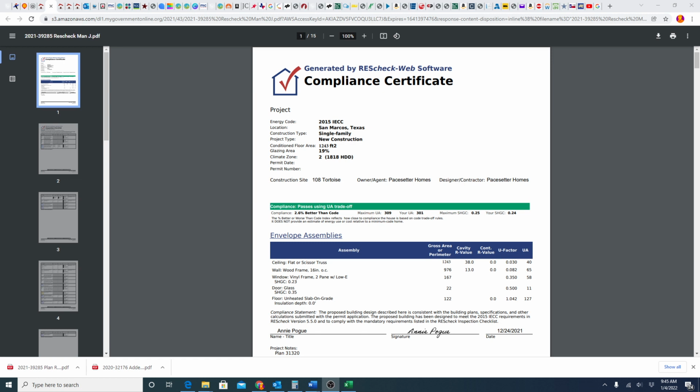Today we're going to touch on res checks, rim rates, and manual J's, what you look for. So we're going to go ahead and start with the res check. It's going to be the most common energy form you find. And what's important to look for on these?